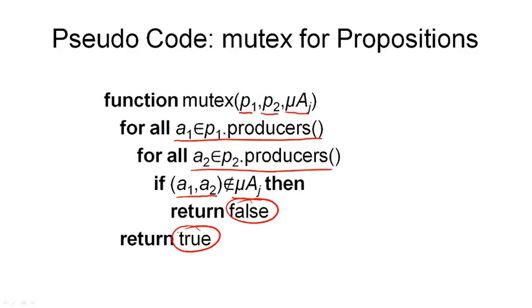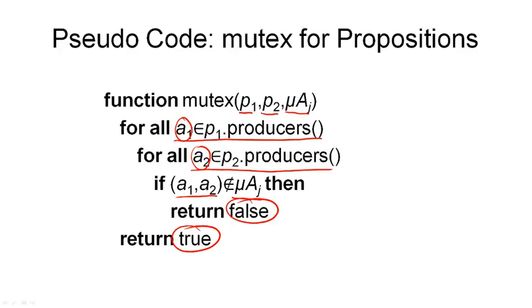Now, you may ask, what happened to the second part in the definition, where we can have a single action that produces both? Well, this is actually covered by this algorithm when you select A1 and A2 to be the same action. Then it produces both the propositions we're looking at, and of course an action is never mutually exclusive to itself. So this case is covered with this simple algorithm.